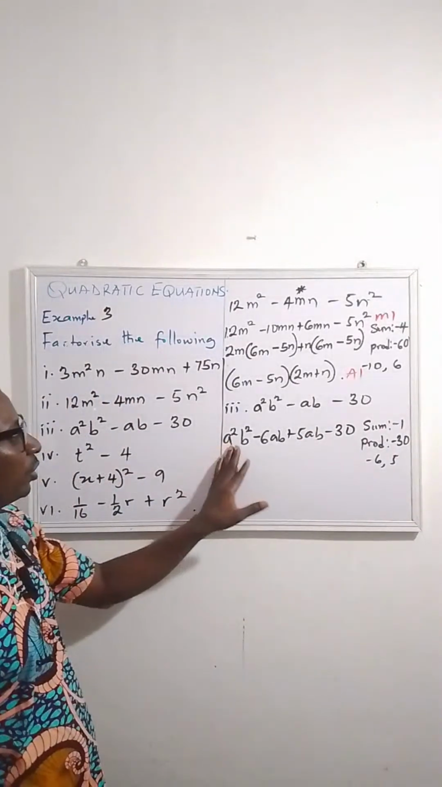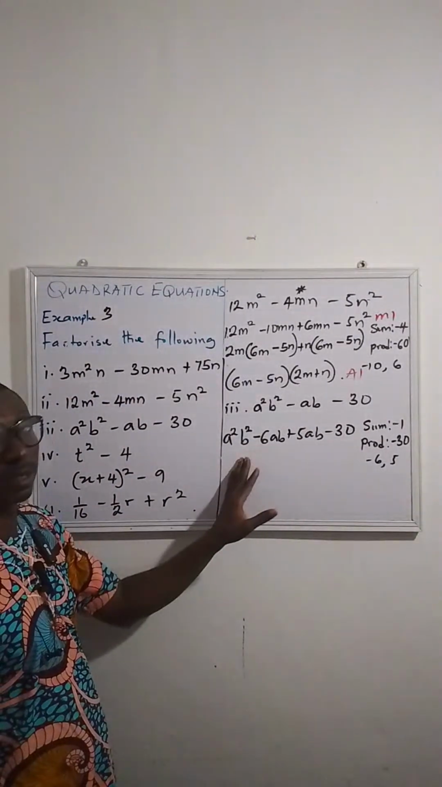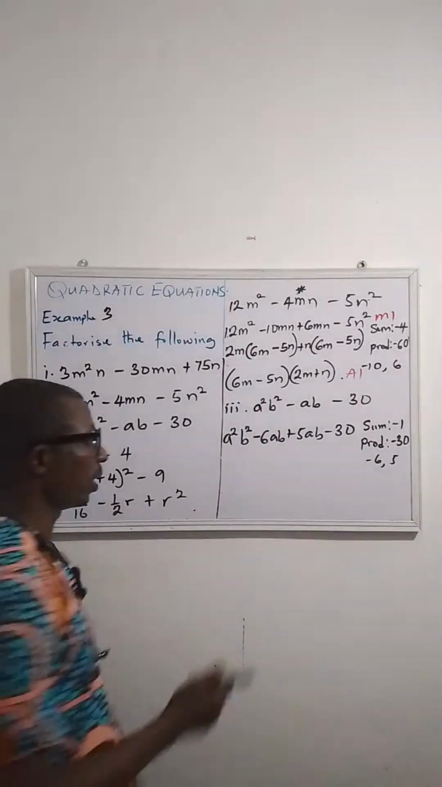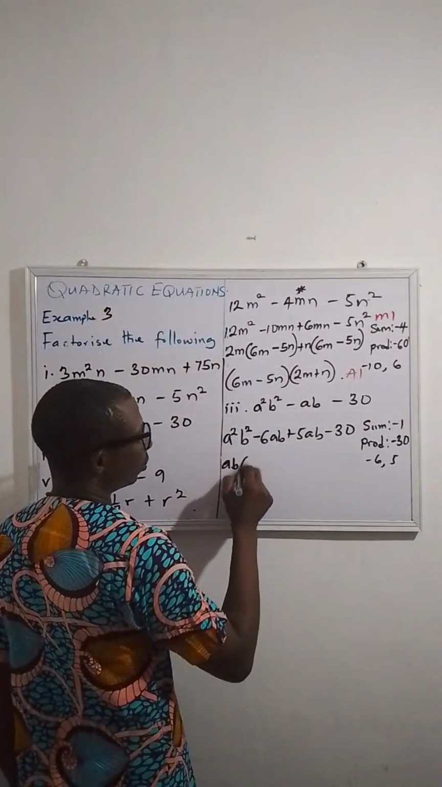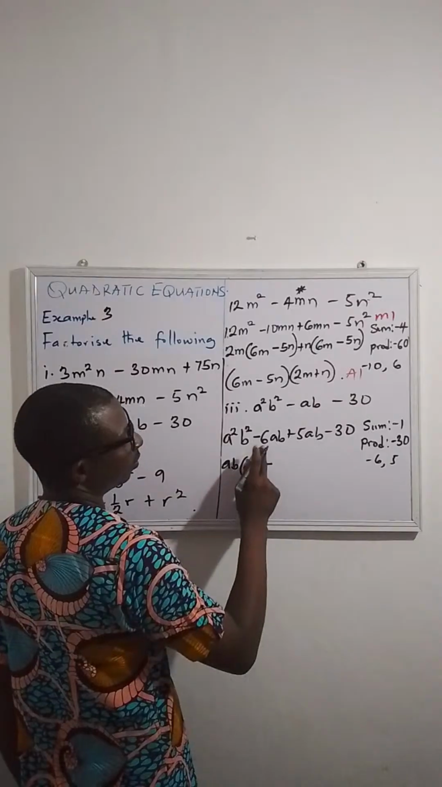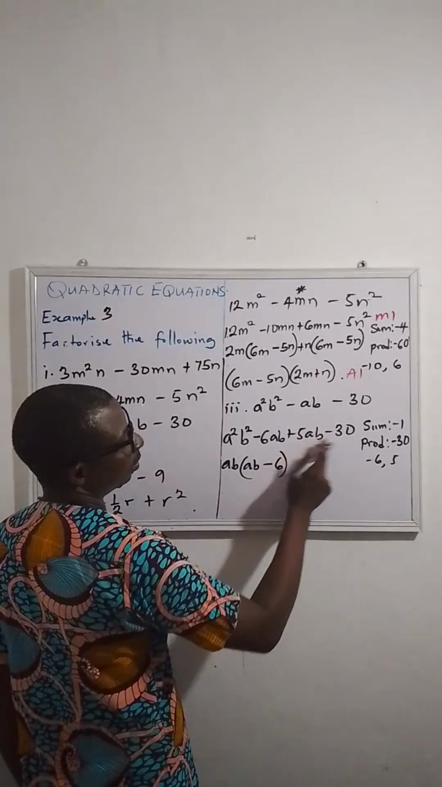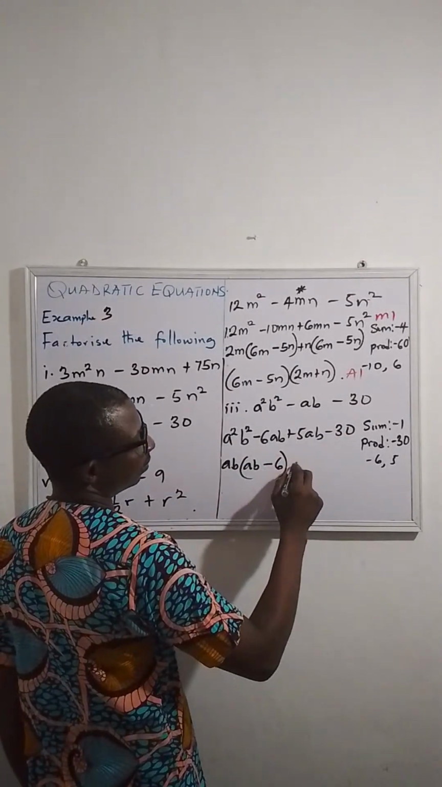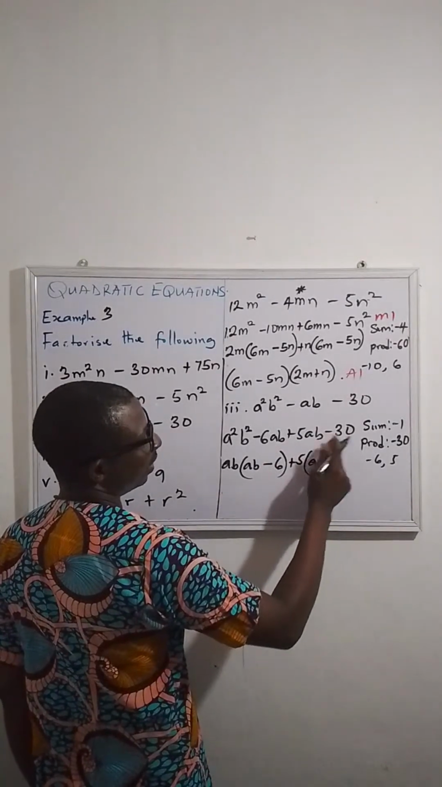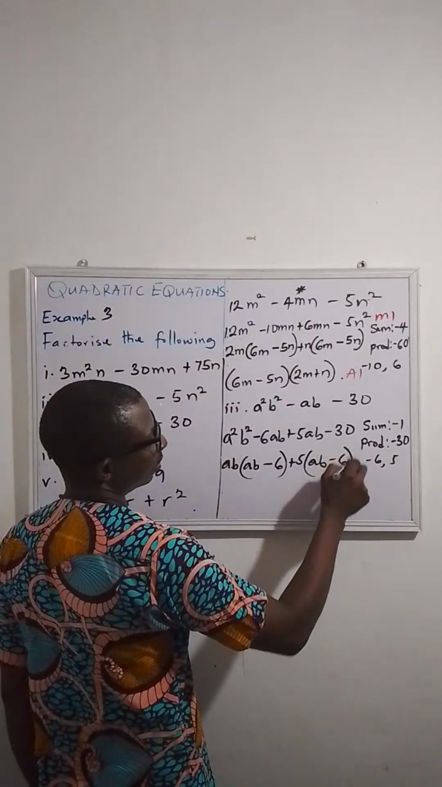So now let's look for the GCD here. What's the GCD here? That's ab. ab can go here. ab can also go here. Okay, so we have ab. So when you divide this one by ab, you have ab minus 6. Okay, the common factor here is 5 plus 5. When you divide this by 5, you have ab. Divide this by 5, you have -6.